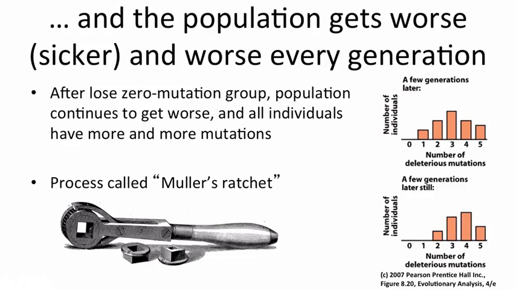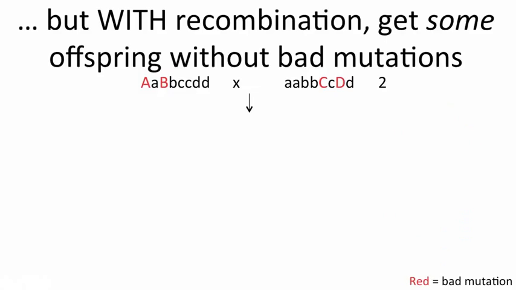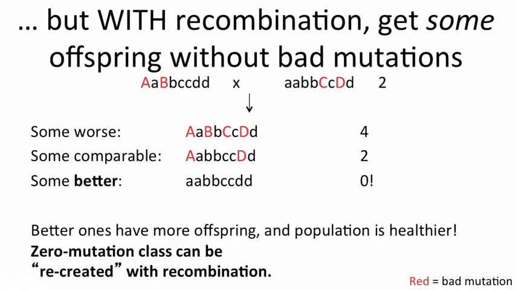Now, if you had recombination, you actually can get some offspring that don't have bad mutations. So here are 2 individuals that are both carrying 2 bad mutations. In this case, the red is indicating a bad mutation rather than a good one. So this one has a bad allele at A, a bad allele at B. This one has a bad allele at C, a bad allele at D. Well, we cross them together. Some of the offspring from this will actually be worse. They'll have 4 bad mutations. Those will be very bad. Some will be comparable. This one has 2 bad mutations, but it has a different combination of bad mutations than either of the parents. But some will be better.